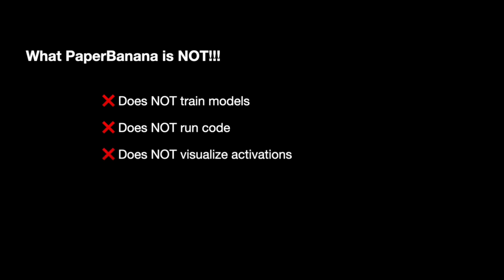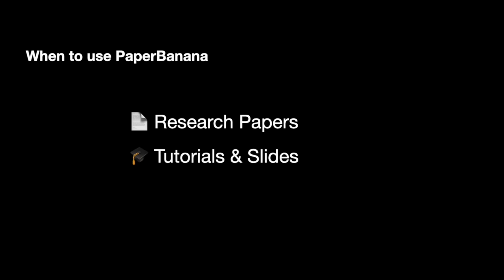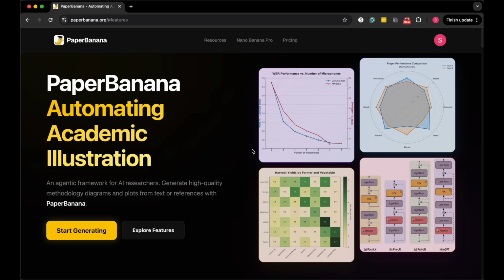Just to be clear, PaperBanana doesn't train models, doesn't execute code, and doesn't show feature maps. It's purely about creating clear visuals. If you already understand the concept and want to explain it clearly in papers, slides, or videos, that's where PaperBanana shines. Now let's do a quick UI walkthrough.